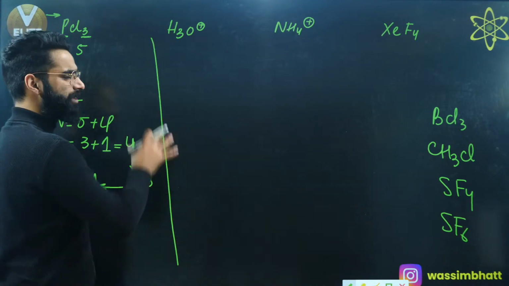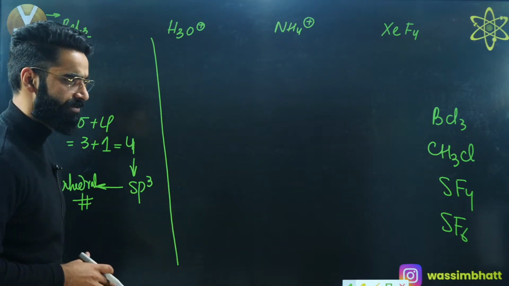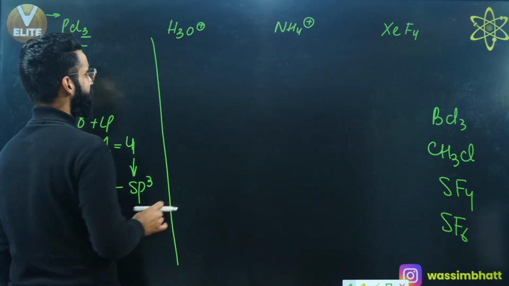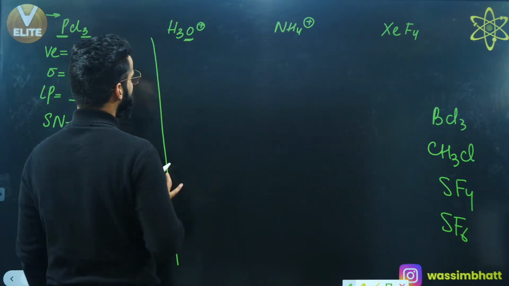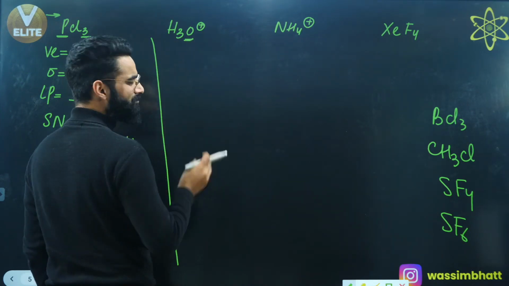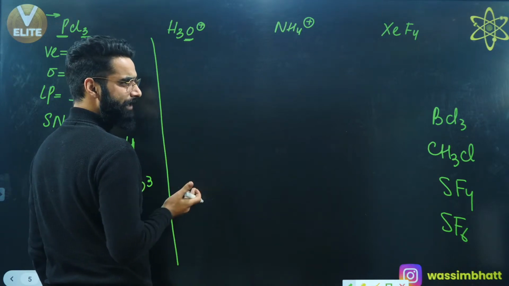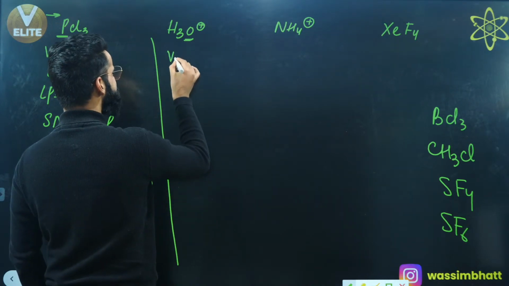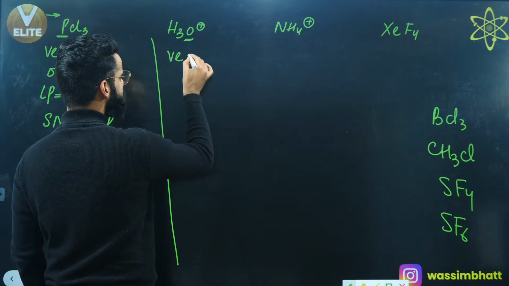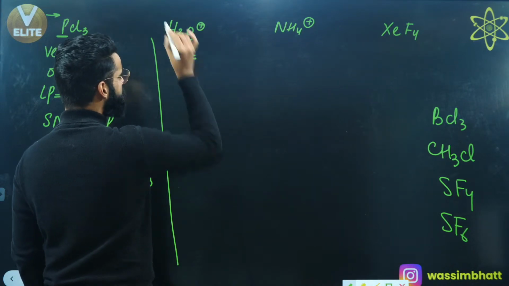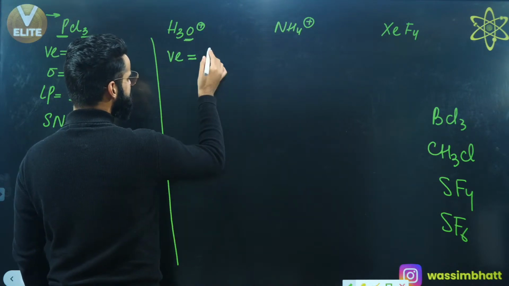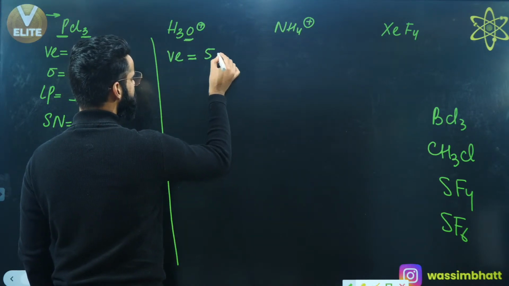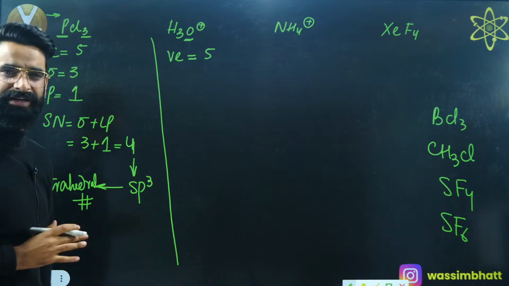Let's talk about H3O positive as well. Have a look, guys, exactly how to calculate it. First of all, this oxygen is more electronegative, so this oxygen is going to be the central atom, right? Oxygen has 6 valence electrons, as you all must be knowing. But there's a positive charge over here, so you need to subtract 1 electron from those 6. So 6 minus 1 comes out to be 5. So there are 5 valence electrons with this oxygen right now.